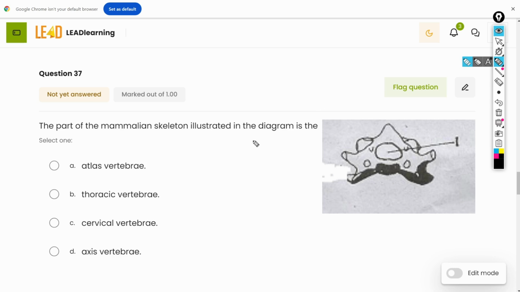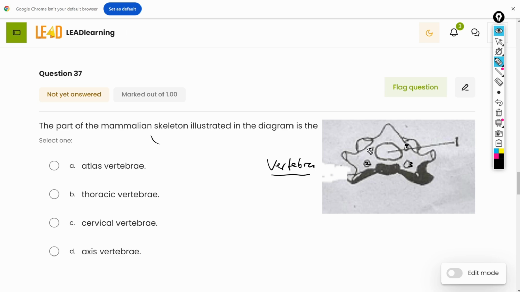Question 37. The part of the mammalian skeleton illustrated in the diagram is the. Now, this is a vertebra. What type of vertebra it is would be influenced by its basic features. If you observe carefully, this is the only vertebra that has 4 vertebrarterial canals. 1, 2, 3, and 4.